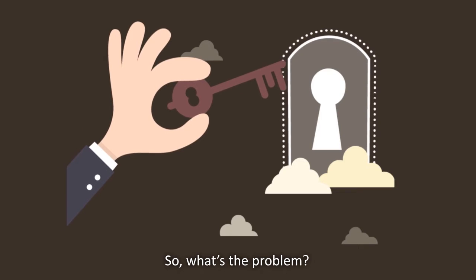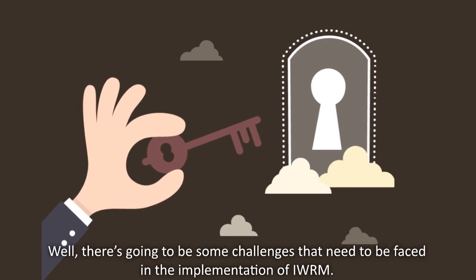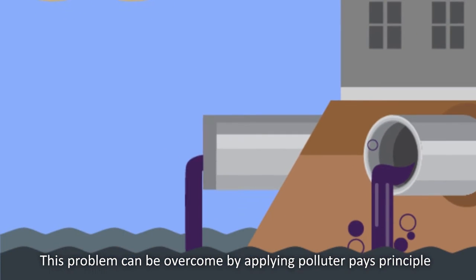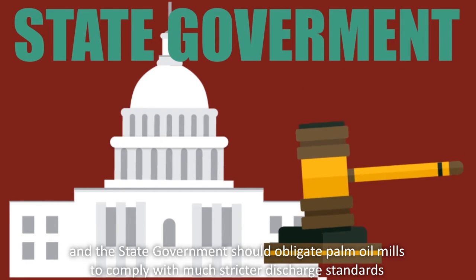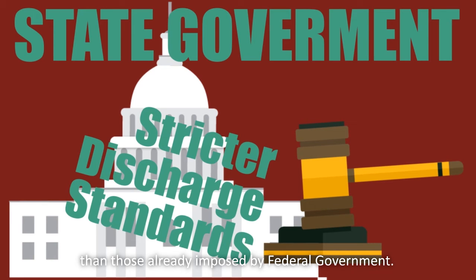So, what's the problem? Well, there's going to be some challenges that need to be faced in the implementation of IWRM. There is a number of polluters that are not able to comply with the existing effluent discharge standards. This problem can be overcome by applying polluter pays principle, and the state government should obligate palm oil mills to comply with much stricter discharge standards than those already imposed by federal government.